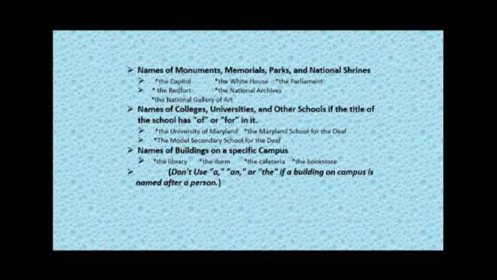Okay, so what are the keywords to look into? If the name of the university or school has "of" or "for" in it, or if it starts with "university" or something, that's a different technique. But here, "of" or "for", please remember that. See, the University of Maryland, the Maryland School for the Deaf, the Model Secondary School for the Deaf. So here we have this "of" or "for", and we are specific about a particular thing here. So we are using "the".